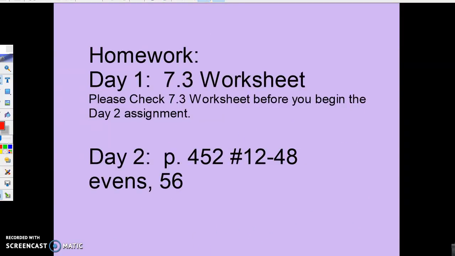What I want you to do tonight for homework is come see me and I will get you the 7-3 worksheet. Please make sure that you finish that worksheet and check it before going on to your homework on page 452. Once you have that finished, then you can check that online as well. But this is going to be a 2-day lesson. So day 1, I want you to work on the worksheet, and day 2, you will be working on page 452. Again, please see me if you have questions.